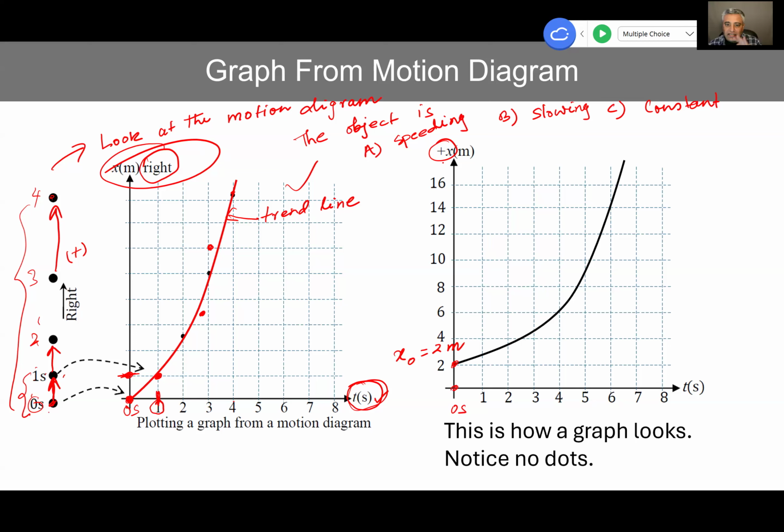So positive and negative can be assigned to right, left, east, west, any direction. Any direction can be assigned as positive. Once you assign that, its opposite direction is negative. So that's how this sign convention works. A positive or negative sign in front of a vector means a direction. Okay.